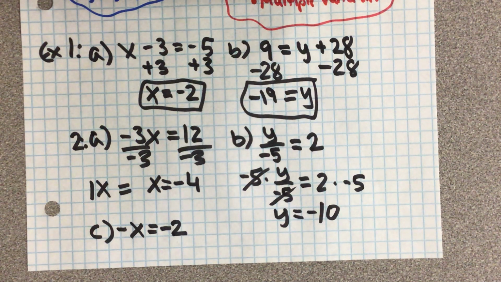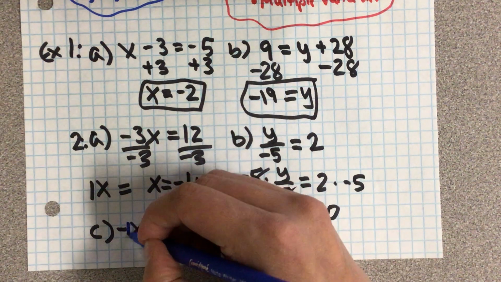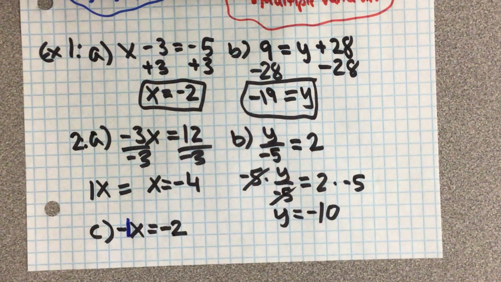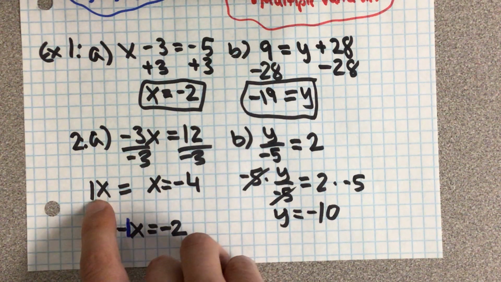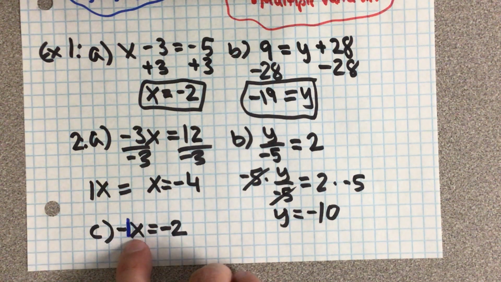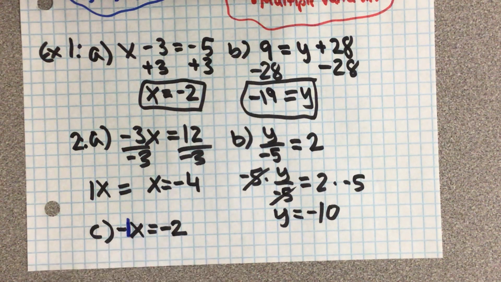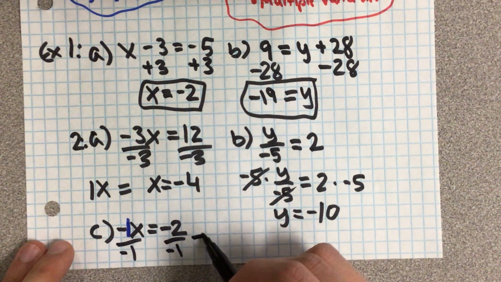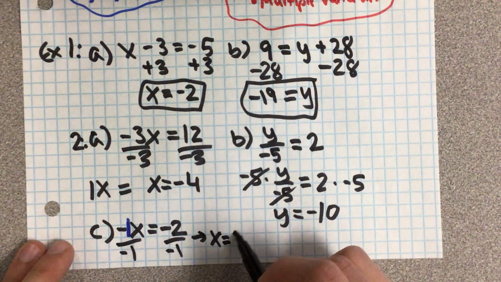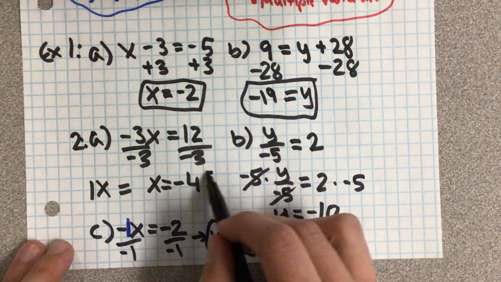Well, in order to figure this out, you need to recognize what is actually going on here. This is actually implied to be a coefficient of negative 1. So in the same way that a regular x is implied to have a coefficient of 1, when you have a negative x, its coefficient is actually going to be a negative 1. And from here, solving this is pretty straightforward. You just need to divide both sides by negative 1. And in this example, what that gives us is x is equal to a positive 2.